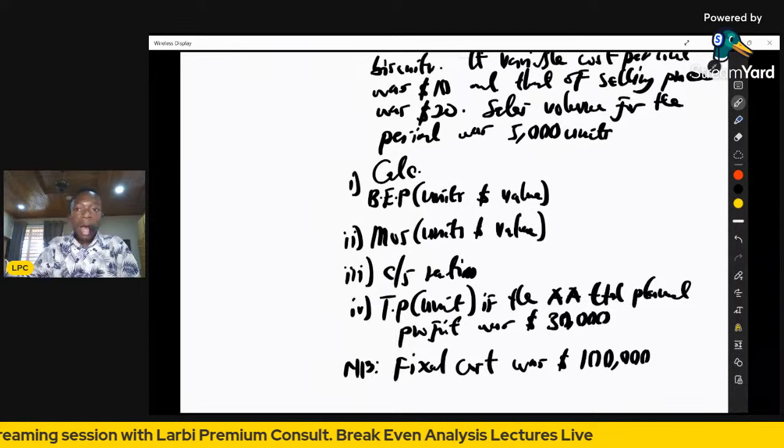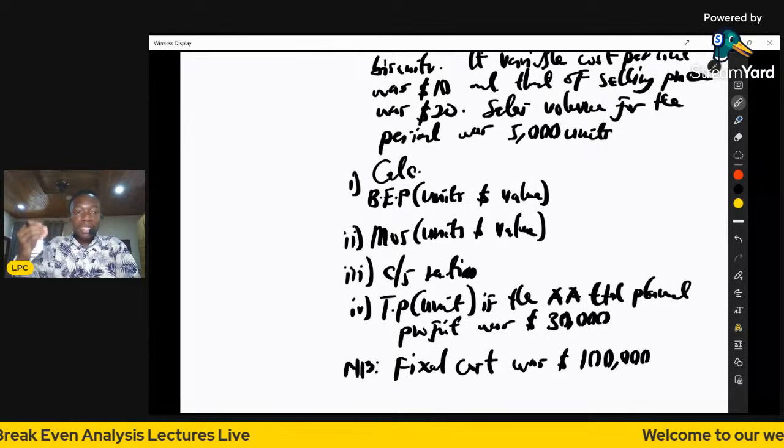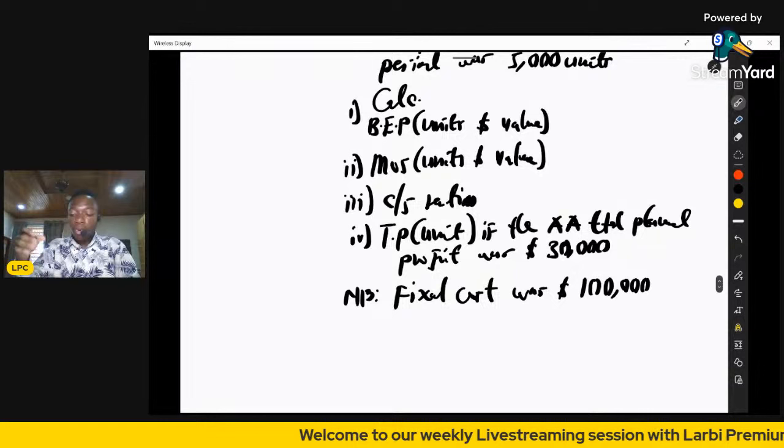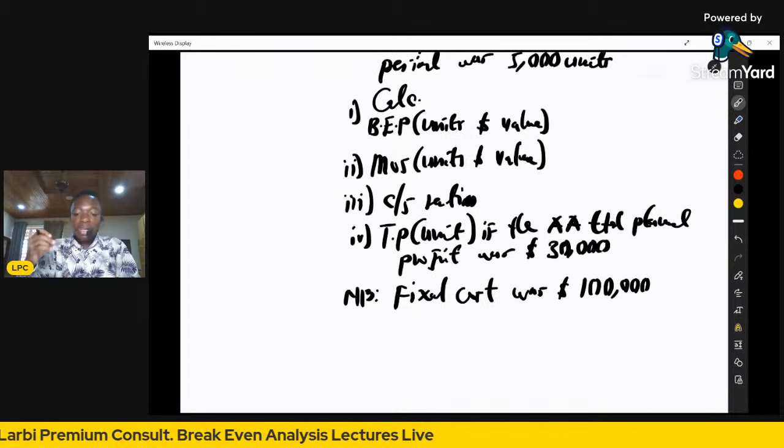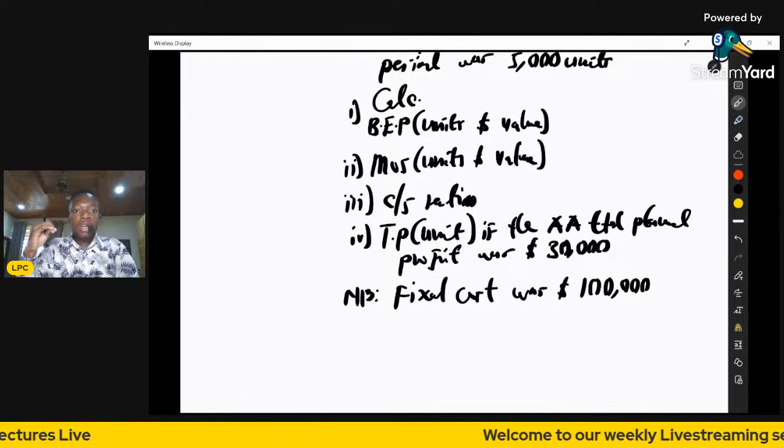At any time you are given information like this, where the fixed cost for the period was 100,000 per annum, but you're asked to calculate break-even point in terms of monthly, then this is what you must do. Once you calculate the break-even point in terms of units for the annum, all you need to do is divide it by 12, so that you get the monthly break-even point in terms of units.